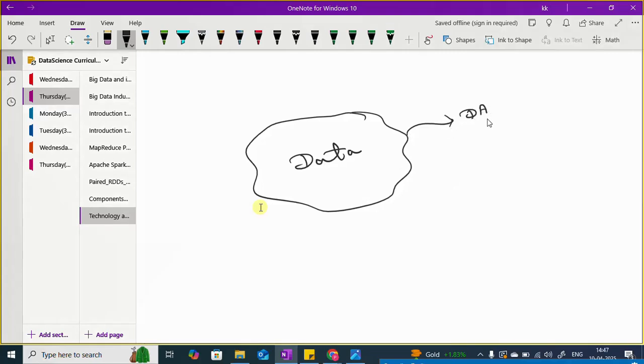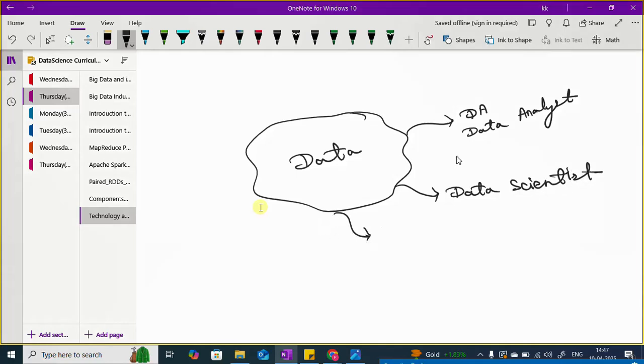DA stands for data analyst. Similarly, there is another profile called DS. DS stands for data scientist. Similarly, there is another profile called DE, data engineer.